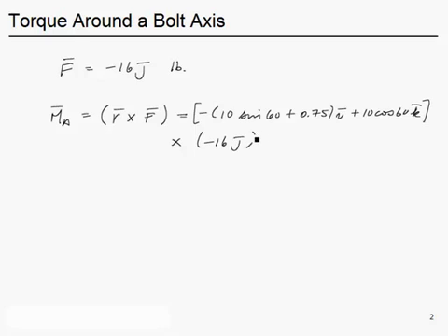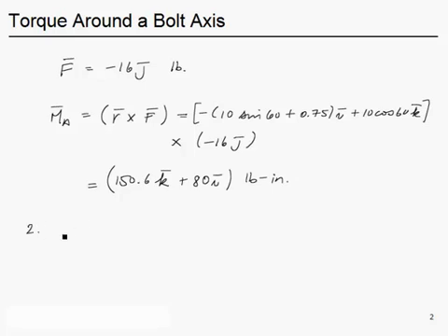And when we do all the math, this turns out to be 150.6 in the k direction plus 80 in the i direction. And that has units of pound-inches. So there's our moment around point A. Now what we need to do is go on to step 2, where we project that moment onto the bolt axis and determine the torque which we have available to loosen or tighten that bolt.